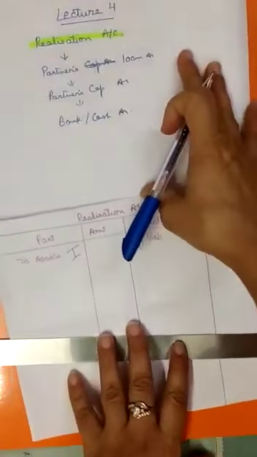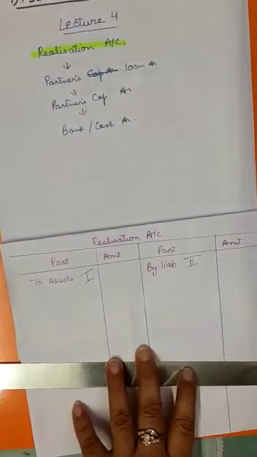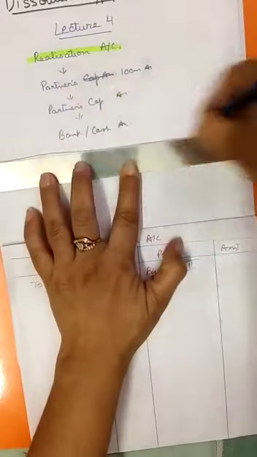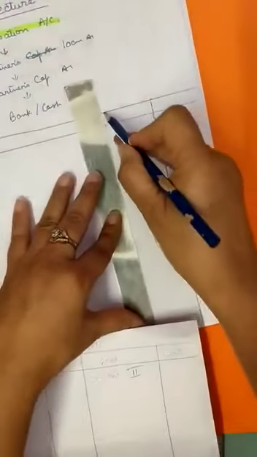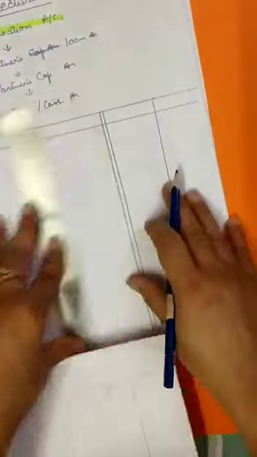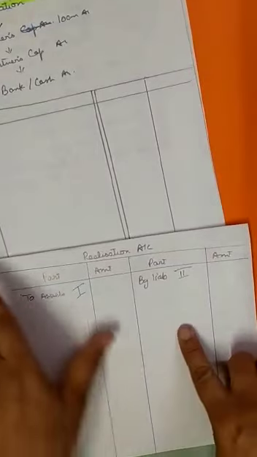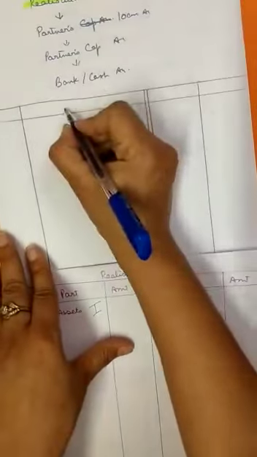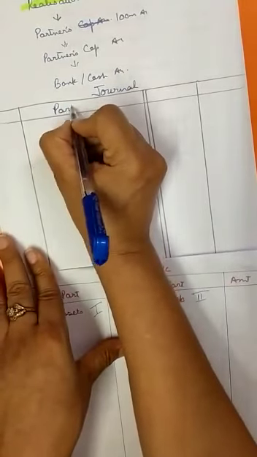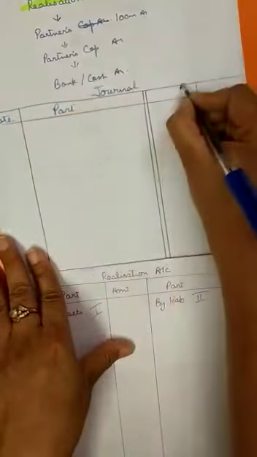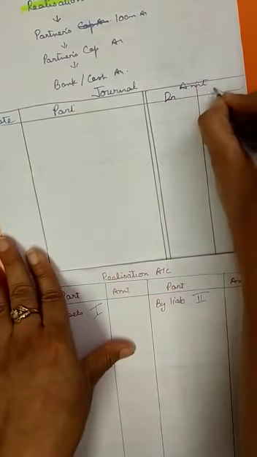We are going to do the journal entries of realization account and the ledgers simultaneously so that you understand both the things parallelly. So I am preparing the format of journal and ledger simultaneously. Here I have the format of realization already prepared. Here is the format of a journal: date, particulars, ledger folio, amount, debit and credit.